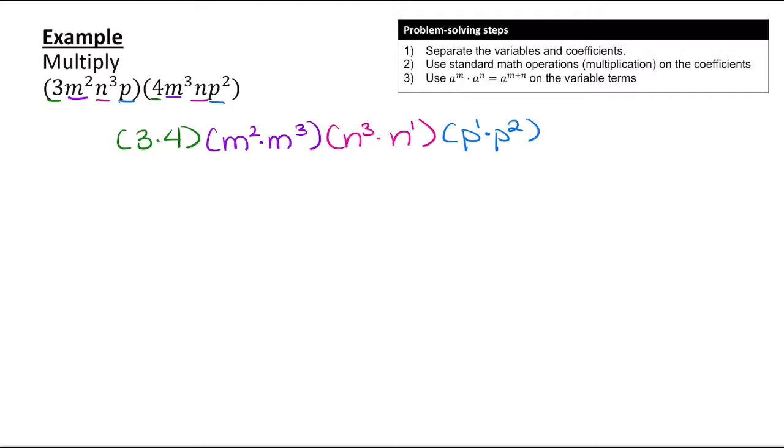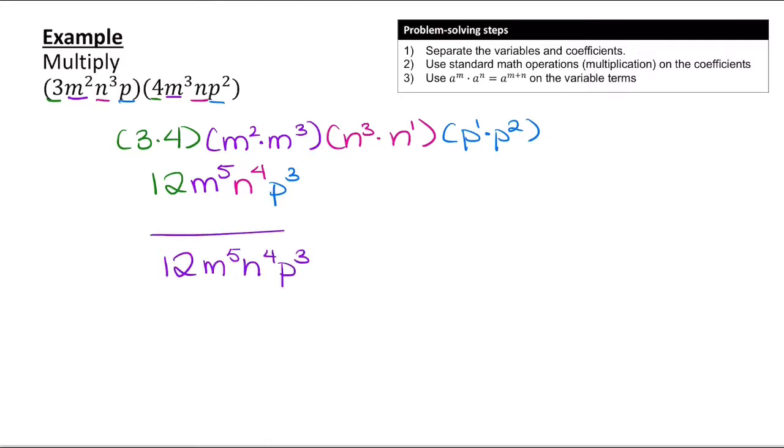So 3 times 4, we're just going to do regular multiplication, and that's 12. M squared times m cubed, we add the exponents, so that gives us m to the 5th. N cubed times n to the 1st, we add the exponents, so it's n to the 4th. P to the 1 times p squared, we add the exponents, so it's p cubed. So the overall answer is going to be 12 m to the 5th, n to the 4th, p cubed.